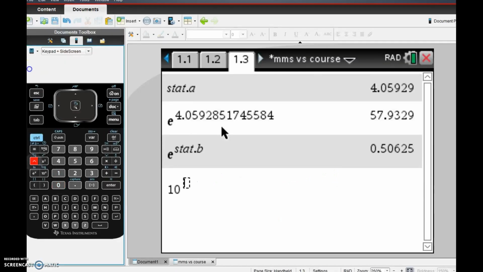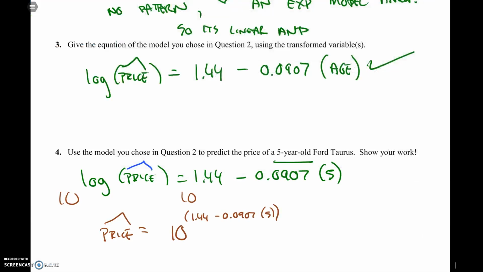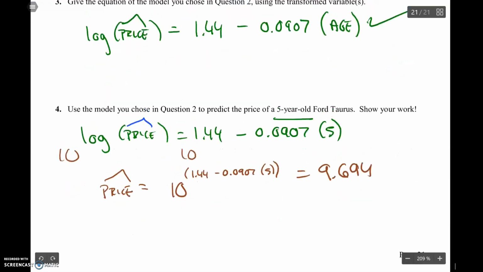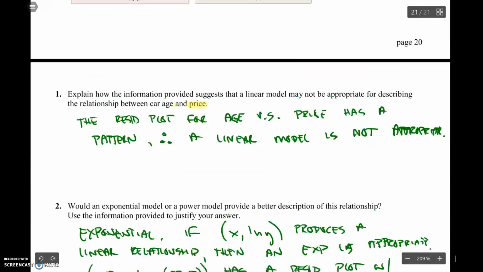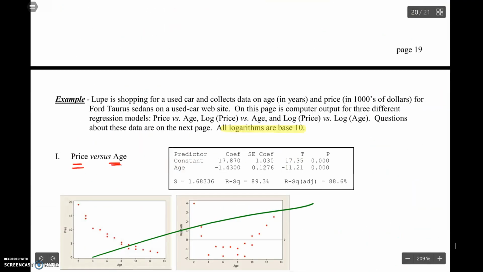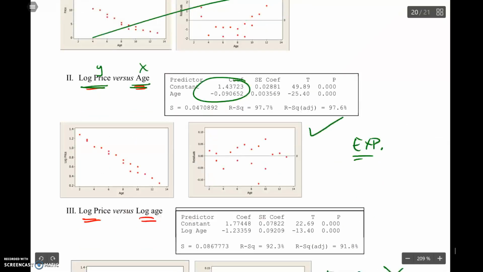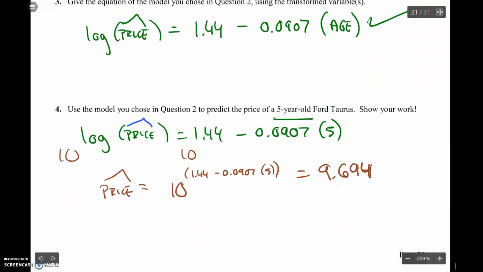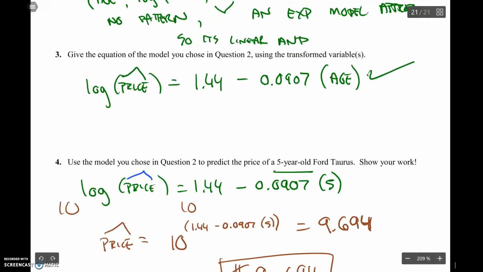Type that in our calculator and we're done. 10 to the 1.44 minus 0.0907 times 5 equals 9.694. That is not $9. I think this was in thousands of dollars, so be careful about stuff like that on the AP test. $9,694. Very good.